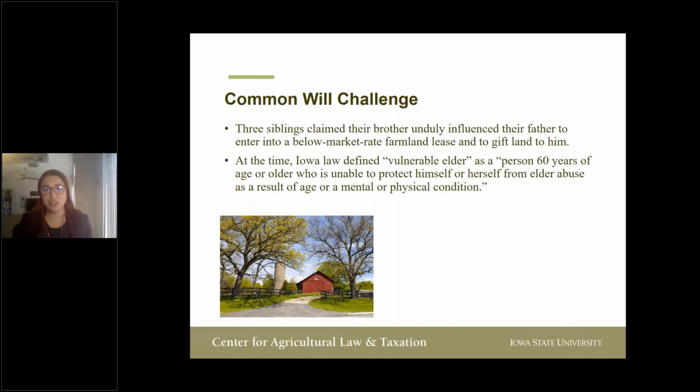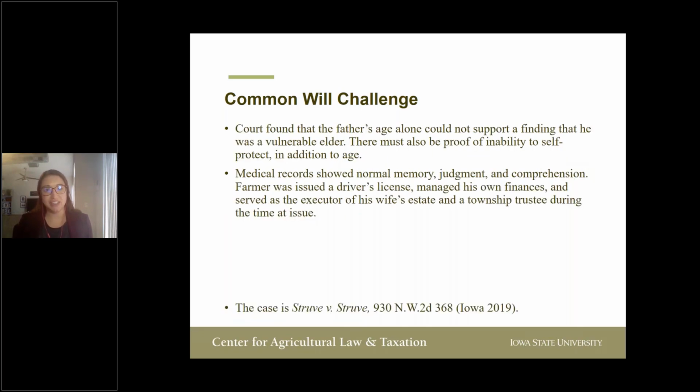Their dad, who was also a farmer, had gifted land to their brother. What was going on here is that their dad and their brother had farmed together for many years. And so they said that this wasn't fair, basically, that their brother must have unduly influenced their dad to change things. But at the time, Iowa law defined a vulnerable elder as someone who's over 60 years old and can't protect themselves because of their age or a mental or physical condition. So this is what they're basically claiming here.